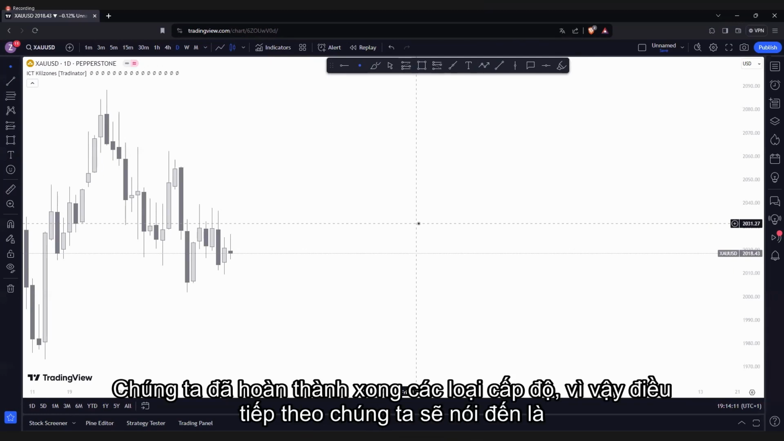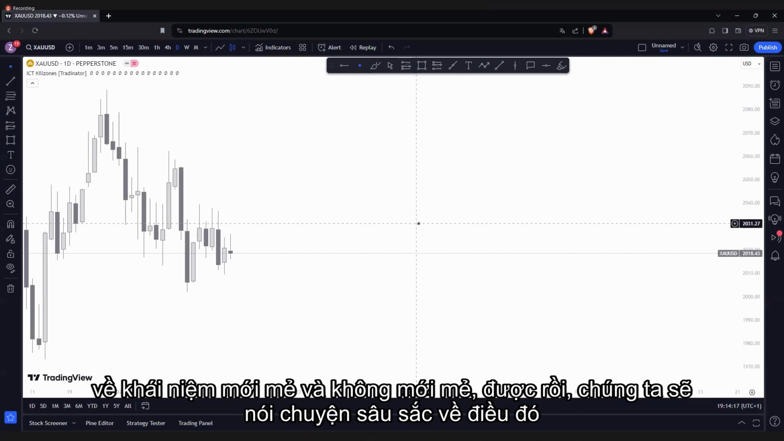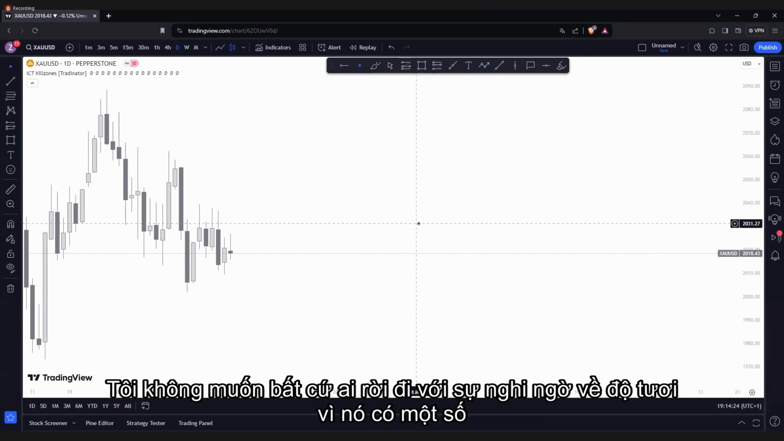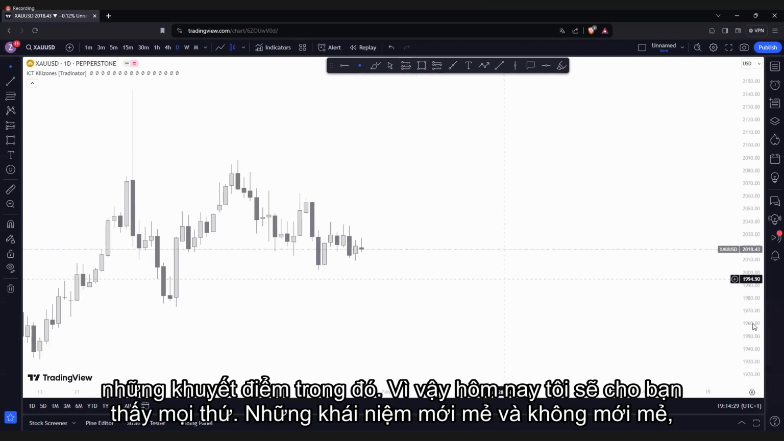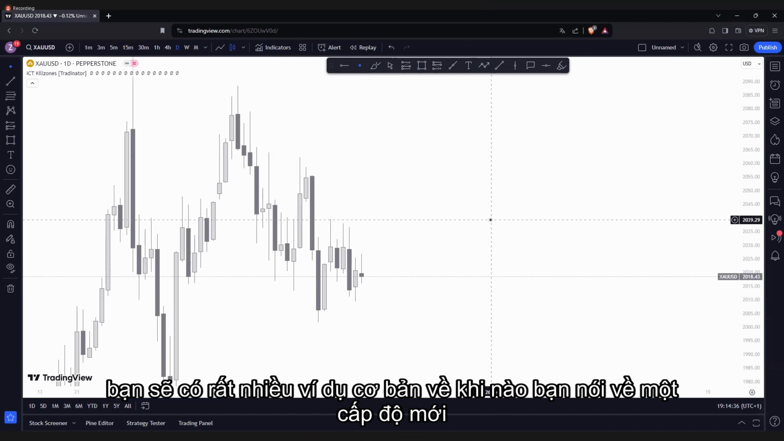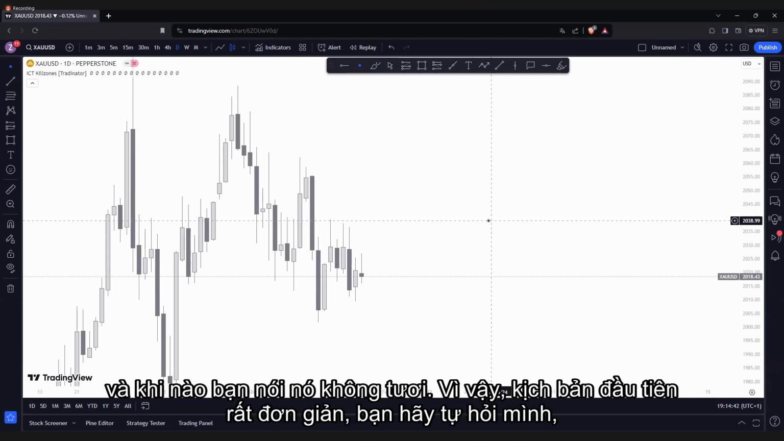Amazing, everything clear. Okay, so we are done with the types of the levels. So the next thing we're going to be talking about is the fresh and unfresh concept. Okay, we're going to be talking deeply about that today. I don't want anyone to be leaving with doubts about the fresh, because it has some flaws in it. Okay, so I'm going to show you everything today. So fresh and unfresh concept, you're going to have a lot of examples on when you say a level is fresh and when you say it's unfresh.